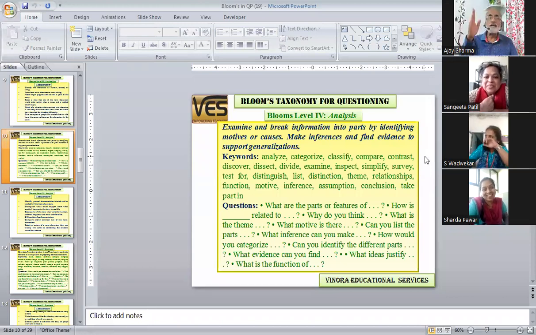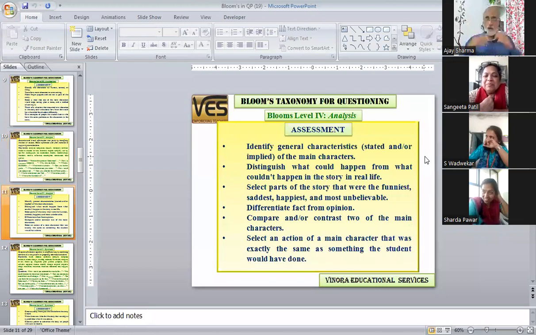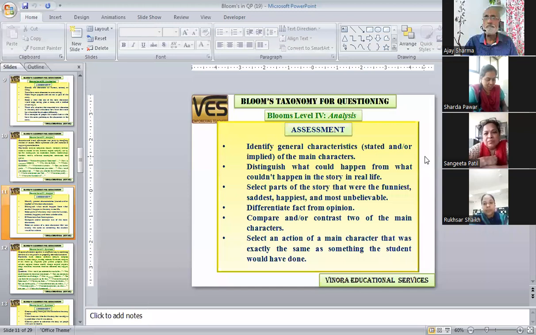Now its part comes in assessment. What questions exactly you can ask. Yes ma'am, tell me. In the second level there is also compare, and in the fourth level analysis there is also compare. Though both the comparisons are different.